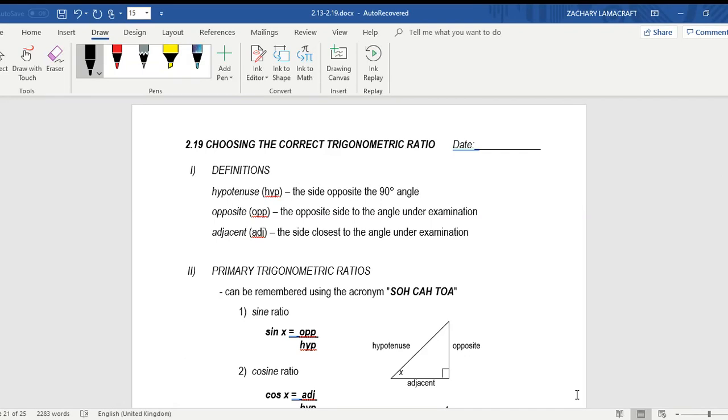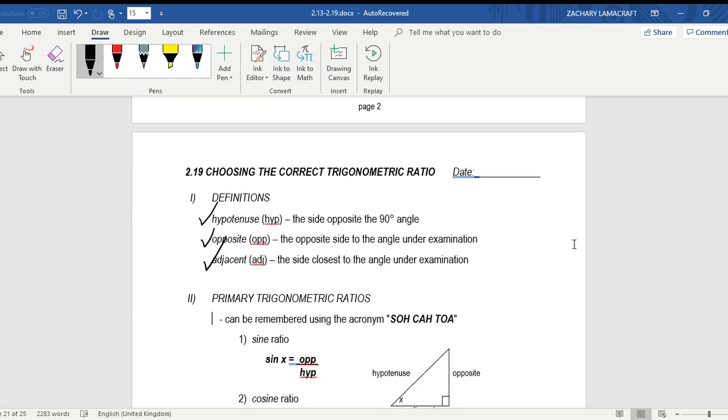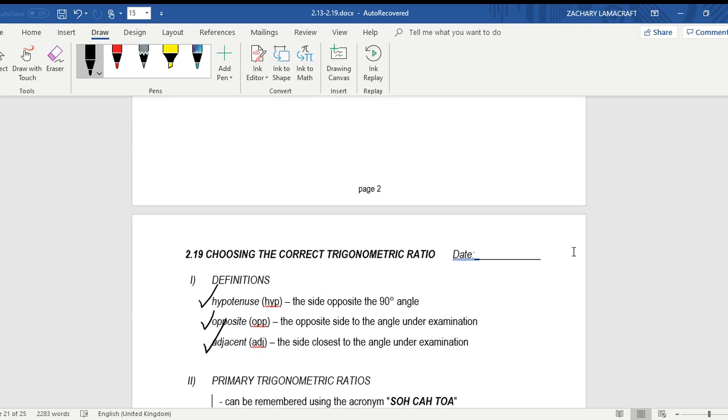Okay, so we are dealing with 2.19, which is choosing the correct trigonometric ratio. We know that the hypotenuse, or HYP, is the side opposite to the 90-degree angle, or that longest side. We know that the opposite side, if we have an angle, is the side opposite to the angle under investigation, and the adjacent, we know, is the side that is closest to the angle under investigation.